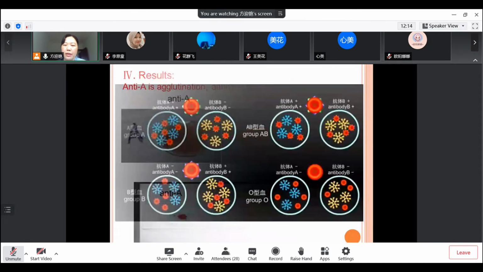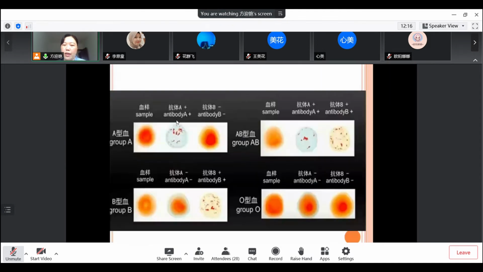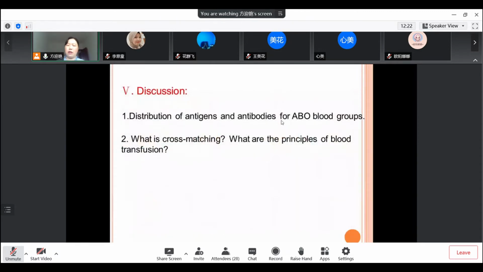We describe the result, both the picture and the words. And then we should analyze the result. It means that we should analyze why this phenomenon happened, based on the knowledge we have studied in physiology. So discuss means analyzing the result. Do you understand here?